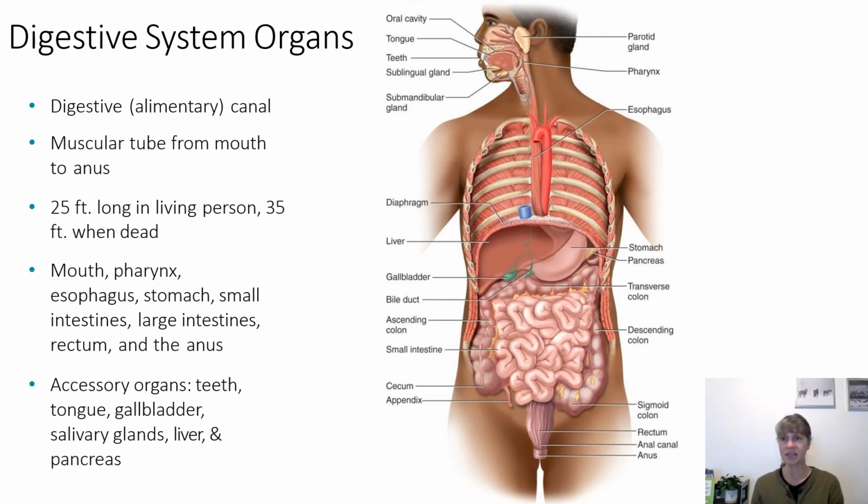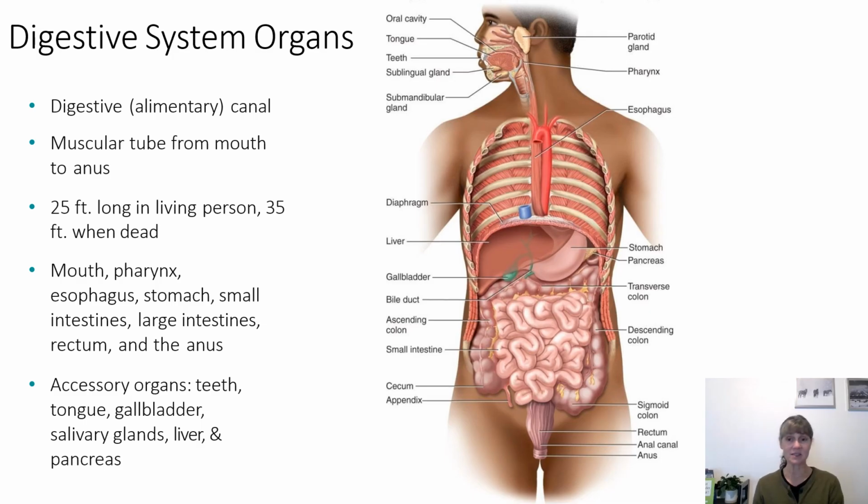Our digestive canal, or alimentary canal, is a muscular tube that extends from the mouth to the anus and is approximately 25 feet long in a living person. It extends and becomes 35 feet long when a person is deceased. These organs include the mouth, the pharynx, which is a fancy word for your throat, the esophagus, stomach, small intestines, large intestines, rectum, and the anus.